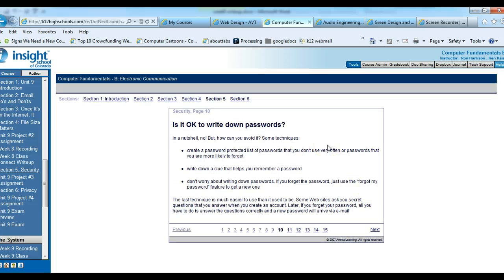Is it okay to write down a password? Really, no, it's not. Now there are some pieces of software you can get that let you create a protected password list. But what if somebody gets access to that piece of software? You can write down a clue to help you remember a password. So that's what I have. I have clues to help me remember the password, and nobody else would know the answers to those clues.